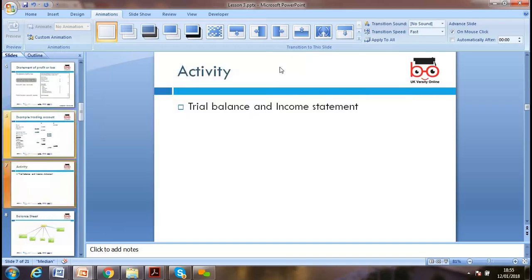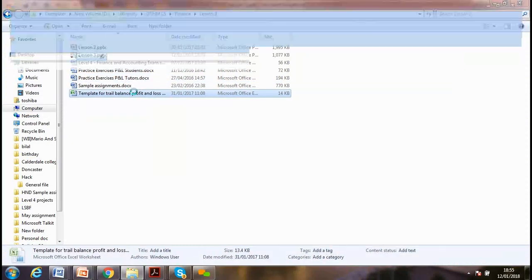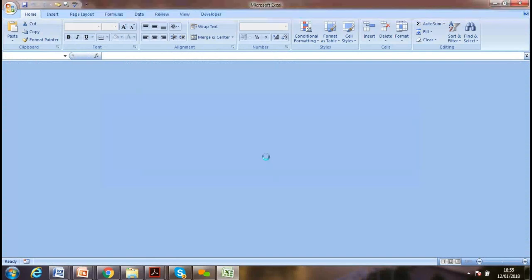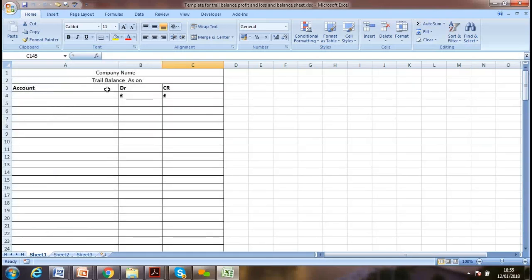Okay, I put in an activity, trial balance and income statement. I put the handout separately, where you see there is a practice exercise on profit and loss, and a tutor copy, which means you can use it. I prepared some templates as well, which I'll send you. These templates will help you if you want to make your own figures. You will see there I put in a trial balance. Any item you can put in here, and at the end when you do the total, your debit and credit both sides come out equal.